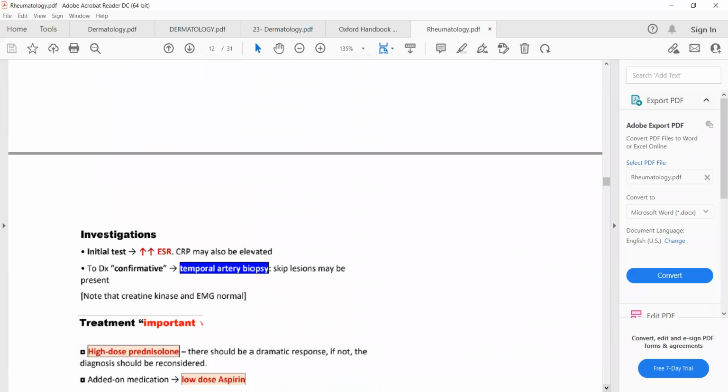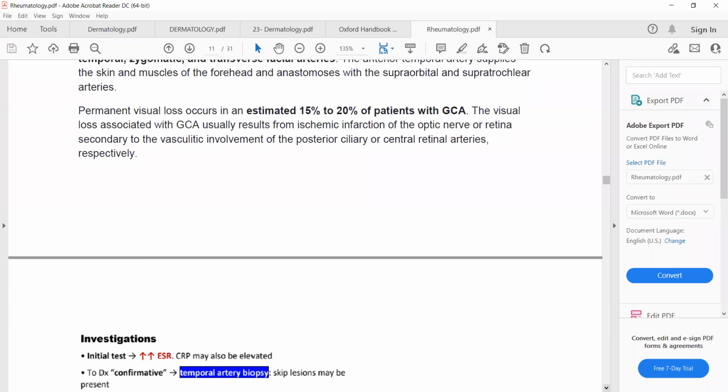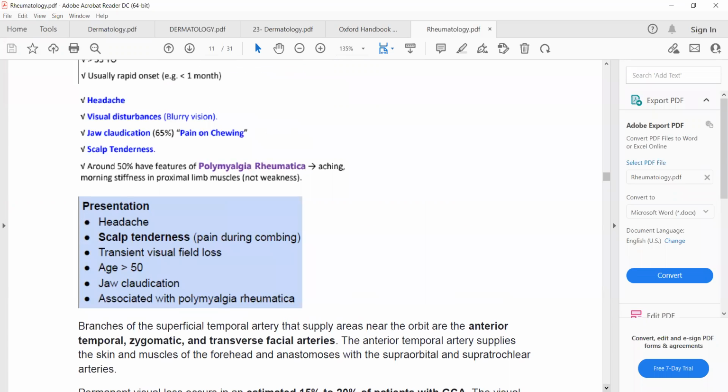The initial investigation. Sorry, yes. One question is about myasthenia gravis. How do we differentiate in this? For example, the patient has almost the same features of proximal muscle weakness. So, how will we differentiate with myasthenia gravis?